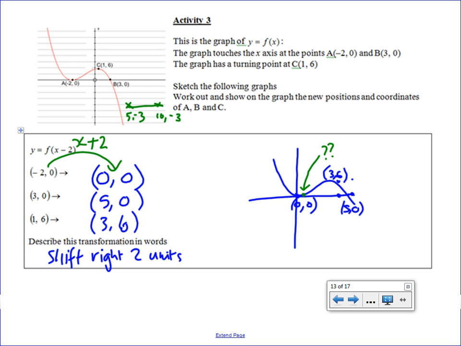It is really important. Okay, so pause the video, work through the rest of activity 3. When you're ready, unpause the video, and we'll start you off on activity 4.